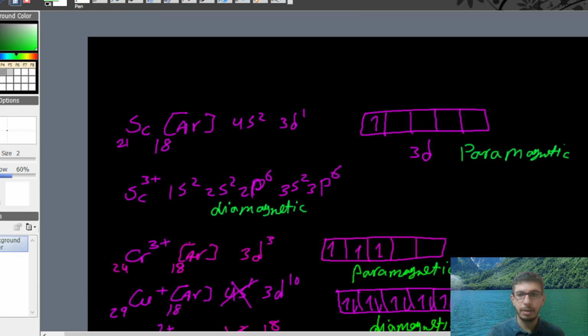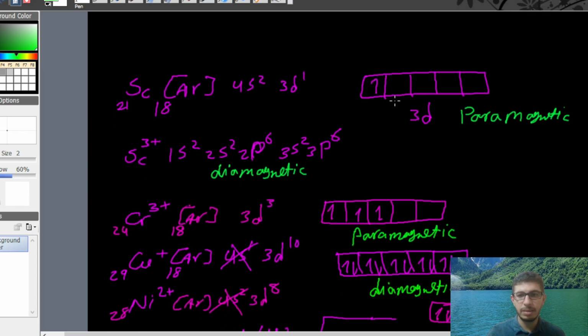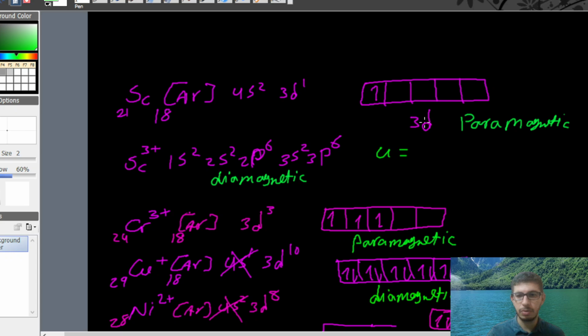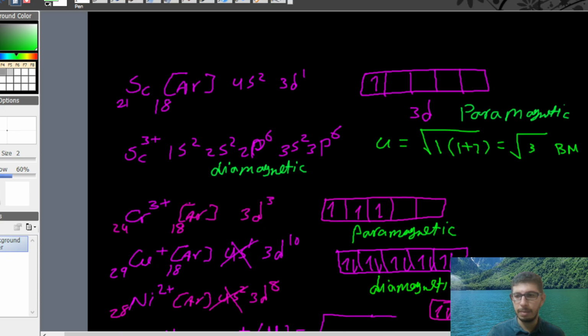Okay, so let's apply it here. What is the magnetic moment of scandium? Let's say scandium here. So mu is equal to the square root of n times n plus 2. Let's see here, how many single electrons? We have only one. So 1 times 1 plus 2, that would be 1 times 3. So this is the square root of 3 Bohr magneton. This is the unit of the magnetic moment.